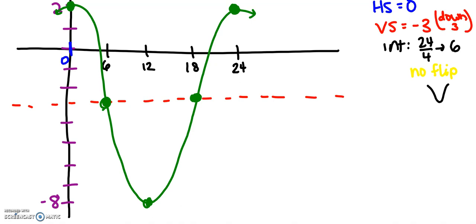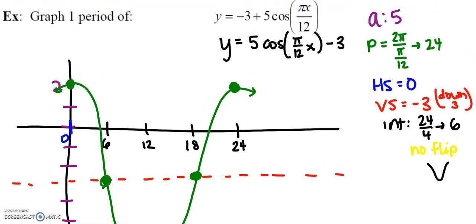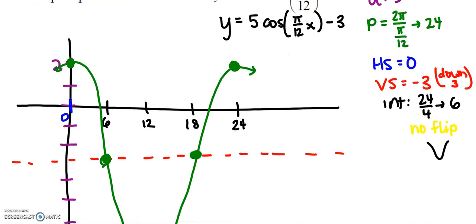All right, so here's my graph for this one. I want to show you my information that I got. The amplitude was 5, period of 24, horizontal shift of 0, vertical shift down 3. My intervals I was counting by 6s, and there was no flip.